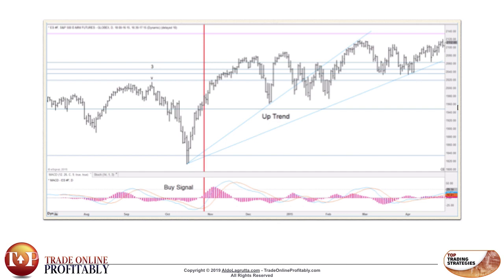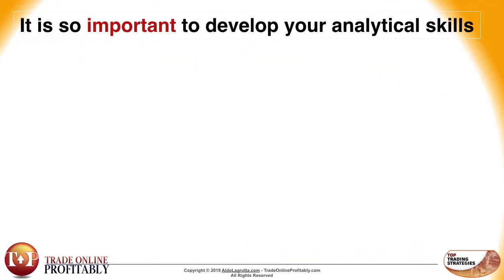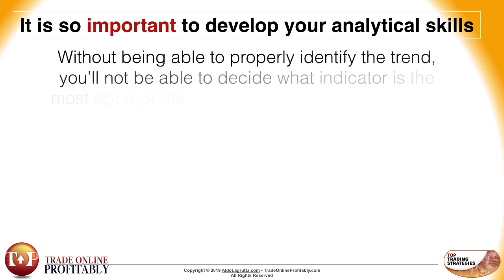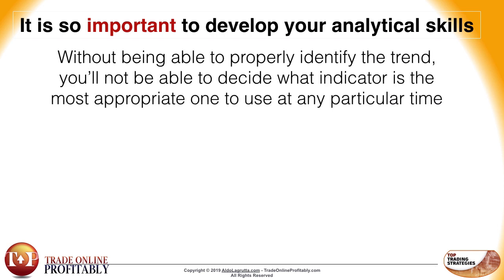Now let's see the exact same spot with a trend-following indicator. So here, notice how the MACD gives a rather beautiful buy signal that could be worth thousands of dollars. Again, not knowing the difference between oscillators and trend-following indicators and when the appropriate time to use them is, we will get frustrated and disregard a fantastic tool. These are good examples to show you why it is so important to develop your analytical skills. Without being able to properly identify the trend, you're not going to be able to decide what indicator is the most appropriate one to use at a particular time.